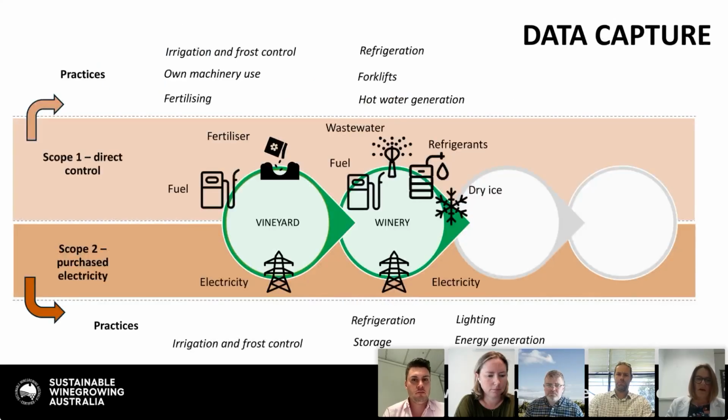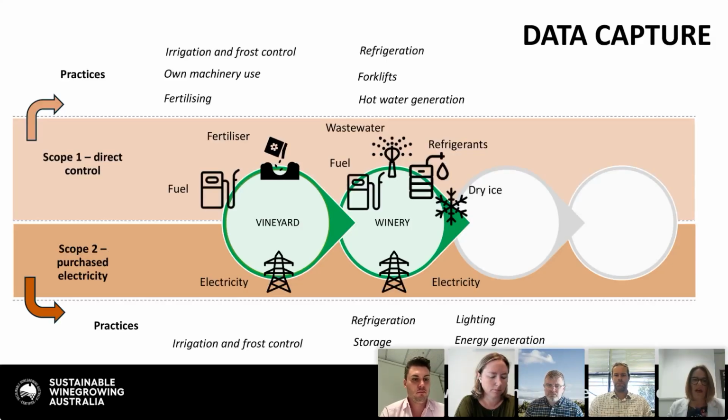So in terms of the key focus areas for data capture of the program, really those are focused around emissions that businesses have direct control over. So those are things like fuel, fertilizer use, refrigerants, dry ice, wastewater, etc. And in conjunction with this are the electricity emissions, which are really those emissions produced in the generation of electricity or purchased electricity, and both the Scope 1 and Scope 2 emissions here are those that businesses have direct control over.